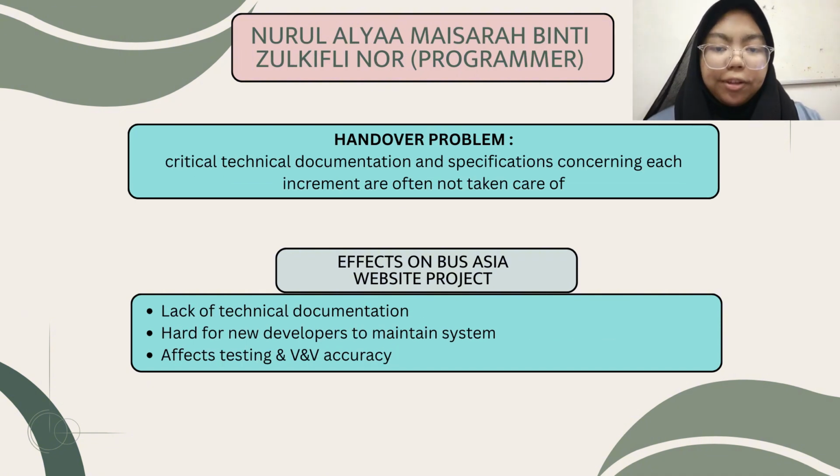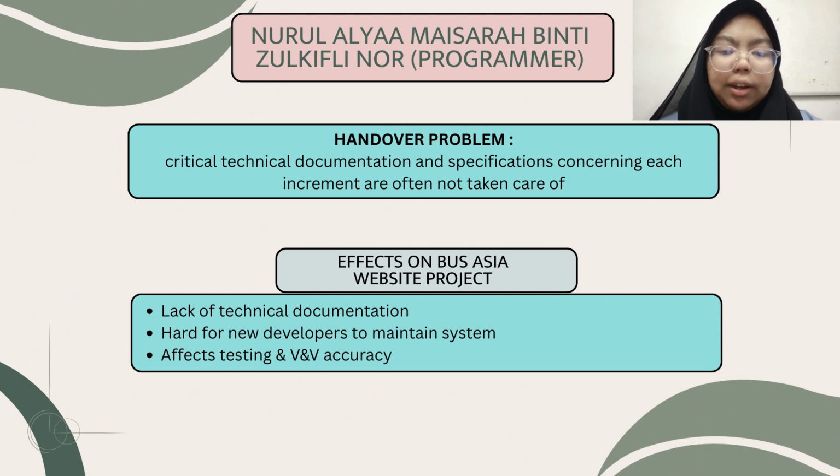As a programmer in the Bus Asia project, I work on critical modules such as dynamic seat selection and GPS bus tracking using API integration. One major handover problem I experience is the lack of proper technical documentation for each development increment. Because the project uses the agile incremental model, our main focus is always on delivering working software quickly. After completing one increment, we immediately move on to the next features such as ticketing or cargo tracking. Due to tight timelines, technical documentation, especially for complex logic and API communication, is often treated as a low priority. As a result, much of the system's internal knowledge remains in the developer's head or only in the source code. This creates problems during handover.